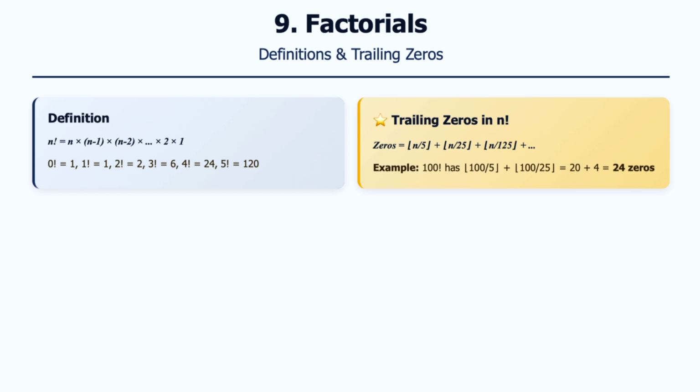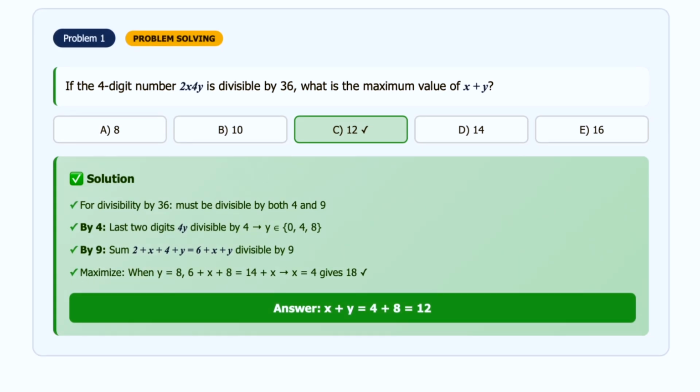The formula: count factors of 5, add floor of n over 5, plus floor of n over 25, plus floor of n over 125, and so on, for 100 factorial. That's 20 plus 4, giving us 24 trailing zeros. Got it? Now let's apply what we've learned.